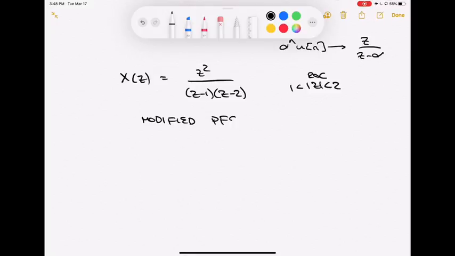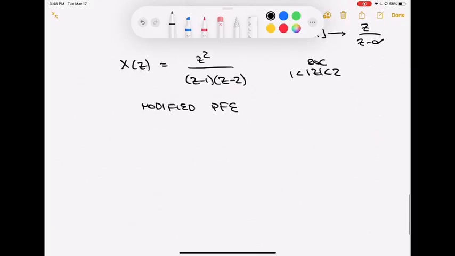partial fraction expansion. This is also discussed in the background chapter, something you should have already taken a look at. The basic idea here is I'm going to divide both sides of the equation by z. So instead of just X of z, I'm going to look at X of z over z. If I write that on the right-hand side, I'd have z squared over, dividing by z, a z down there, and z minus 1 and z minus 2. Notice what happens here.